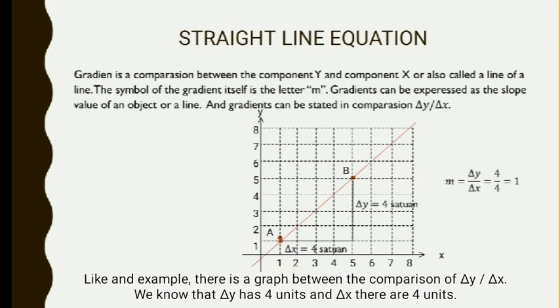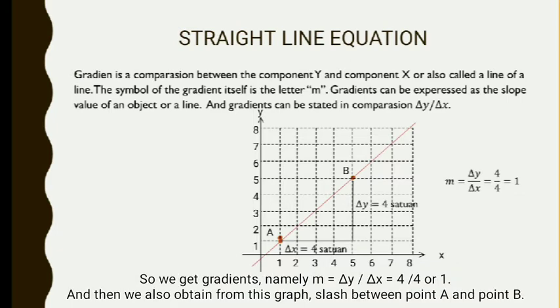For example, there is a graph showing the comparison of delta y over delta x. We know that delta y has 4 units and delta x has 4 units. So we get the gradient, namely m equals delta y over delta x equals 4 over 4, or 1. And then we also obtain this from the slash between point A and point B.